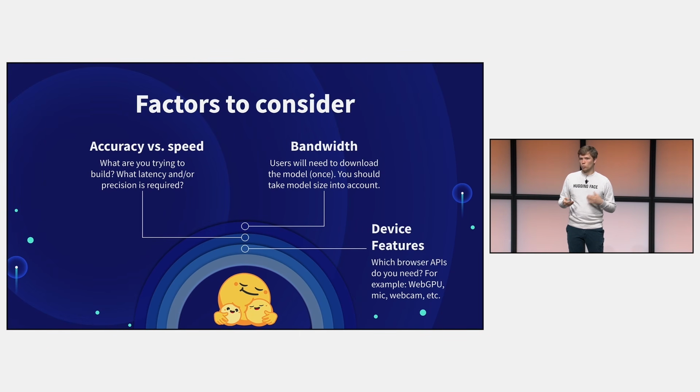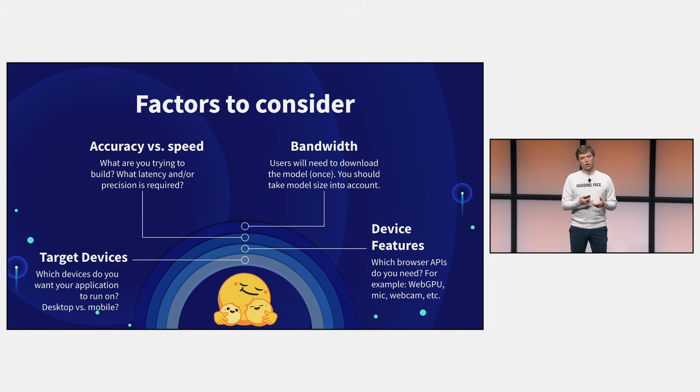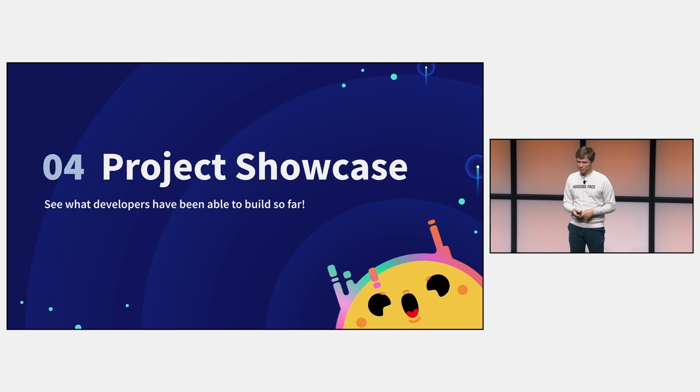Some device features: what capabilities does the user have, whether they have access to browser APIs, WebGPU, microphone input, etc. And then some target devices. What are you trying to run on? Are you trying to run on mobile? Are you trying to only run on desktop? This can all help you make decisions on what models, what creations you're going to be working on.